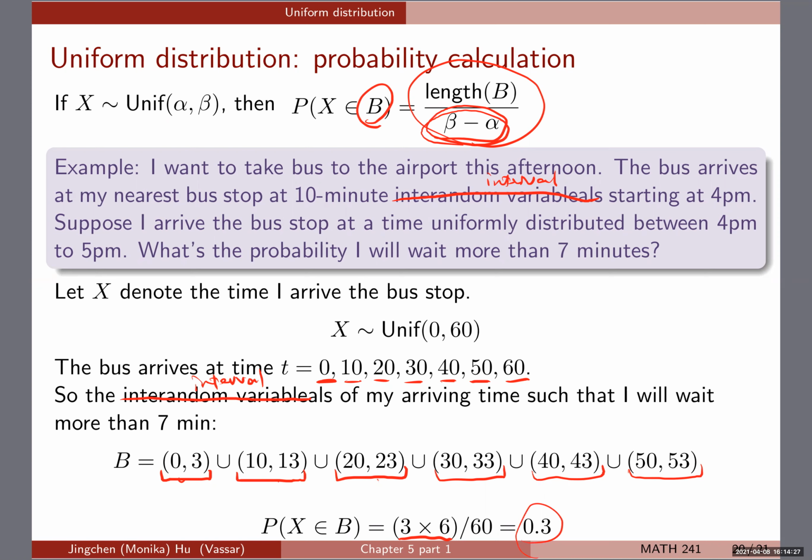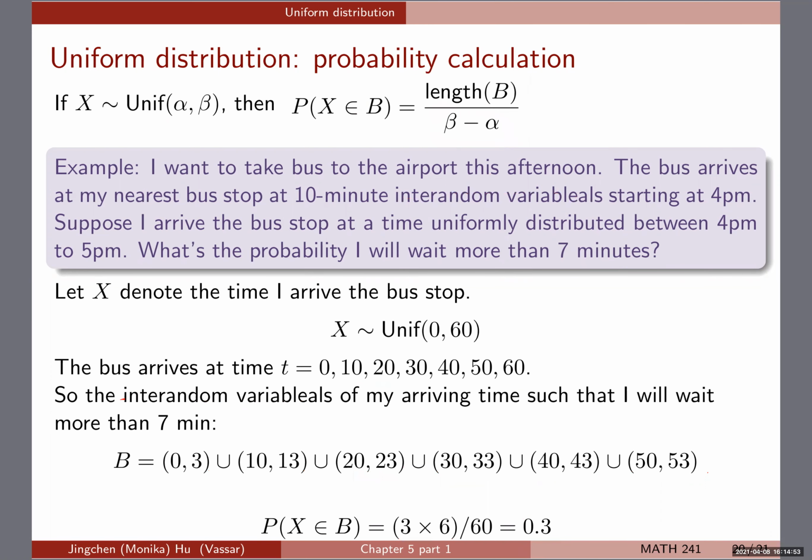Not surprisingly, because the bus is coming every 10 minutes and I'm asking about waiting for more than 7 minutes, the probability is like 1 minus 7 over 10 anyway. But here we're showing mathematically how that can work. Like I said, you can always do the integration one by one, but of course it's a little bit tedious, and that's why we're introducing this handy result.